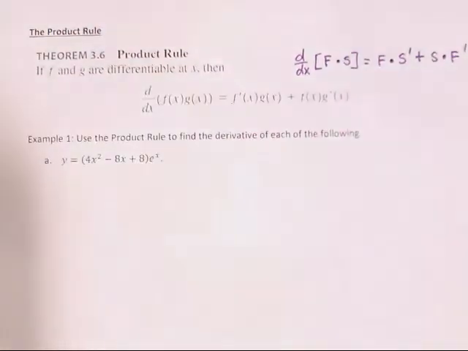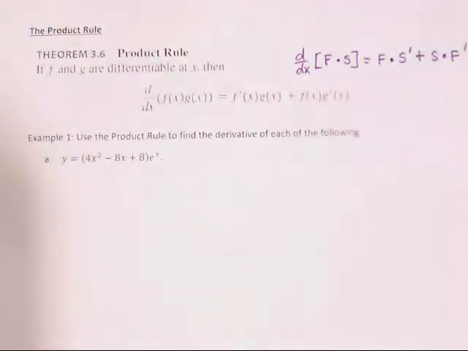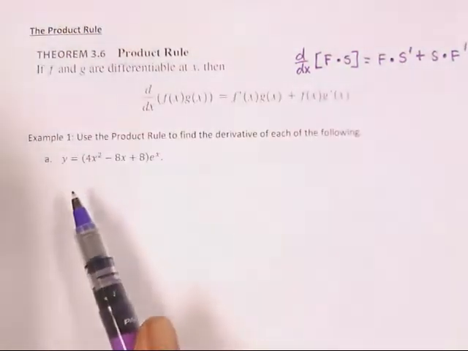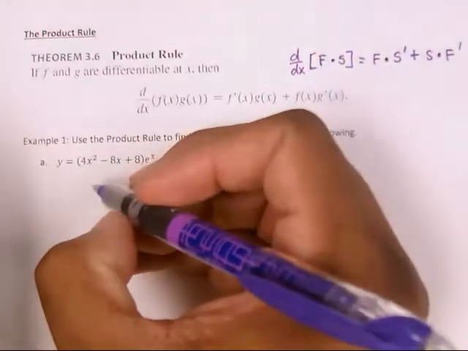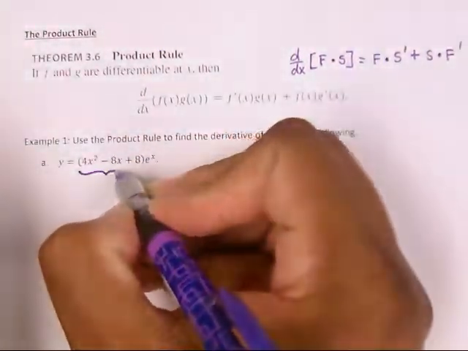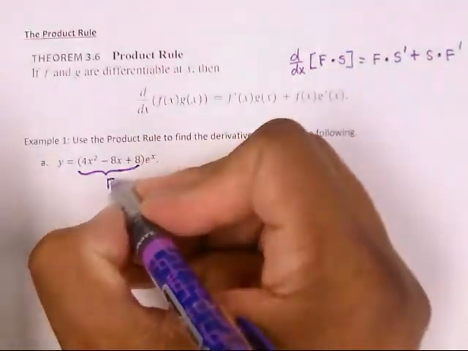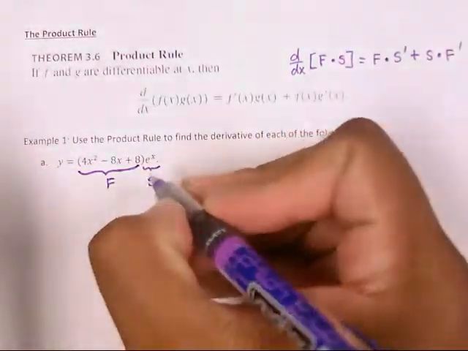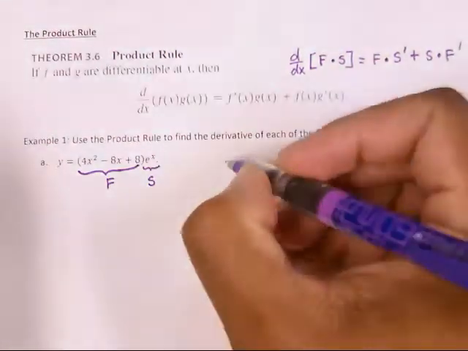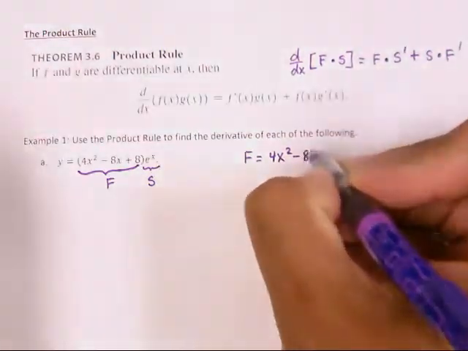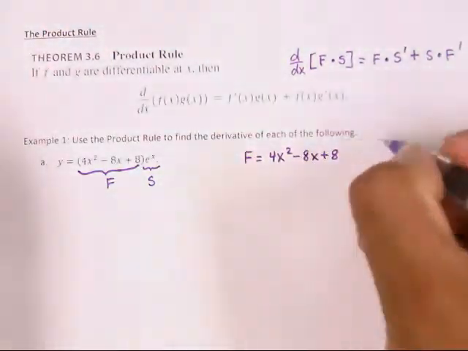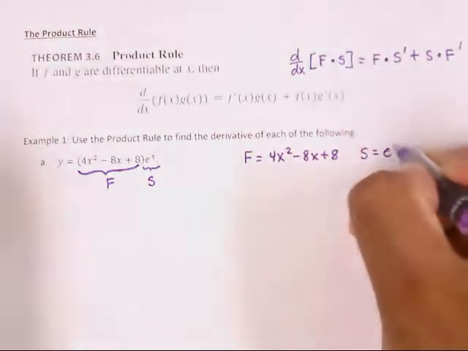So in this first example, we're going to use the product rule to find the derivative of each of the following. In this case here, I've got y is equal to 4x squared minus 8x plus 8 multiplied by e to the power of x. So this is what I would do here. I will let this first factor be the first, and then e to the x will be the second. So the first is going to be 4x squared minus 8x plus 8, and the second would just simply be e to the x.